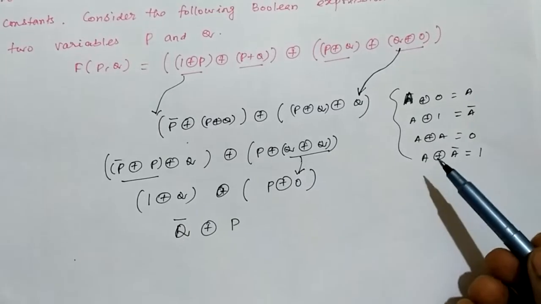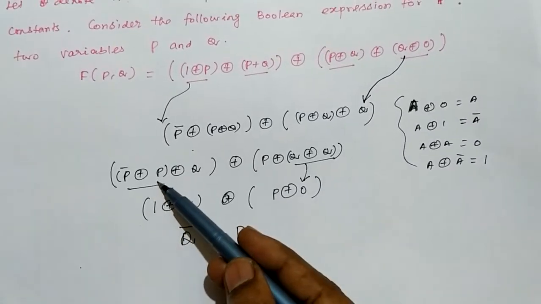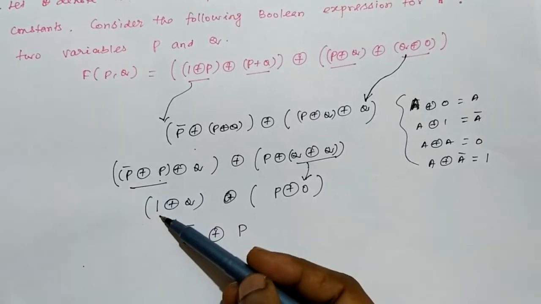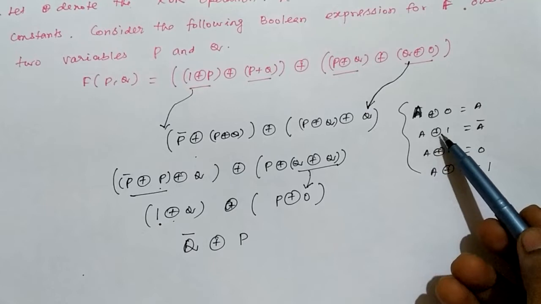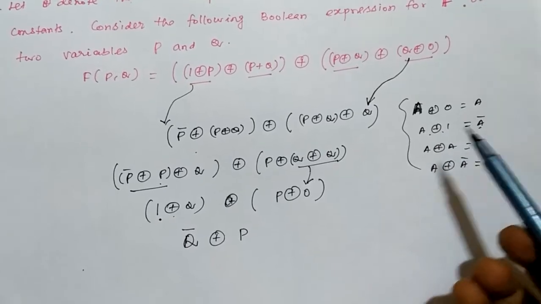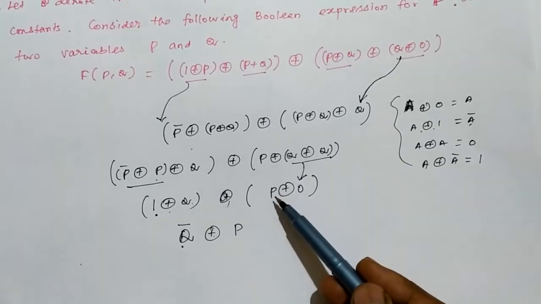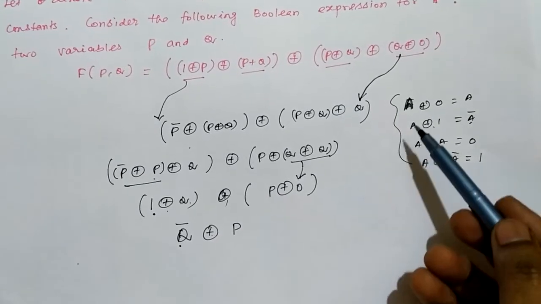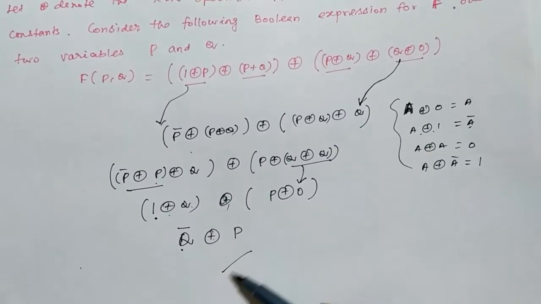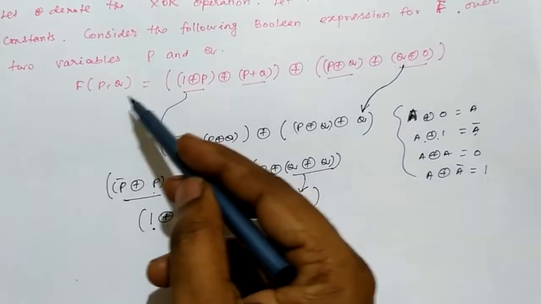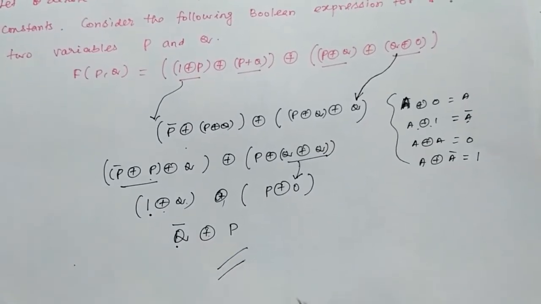Then again, A XOR with its complement, the result is 1. So A XOR with its complement is 1, right? So again 1 XOR with Q is equal to that variable's complement. So here we have Q complement XOR with any variable with a 0 is equal to that variable. So this is the result of the given Boolean function, that is Q bar XOR with P.